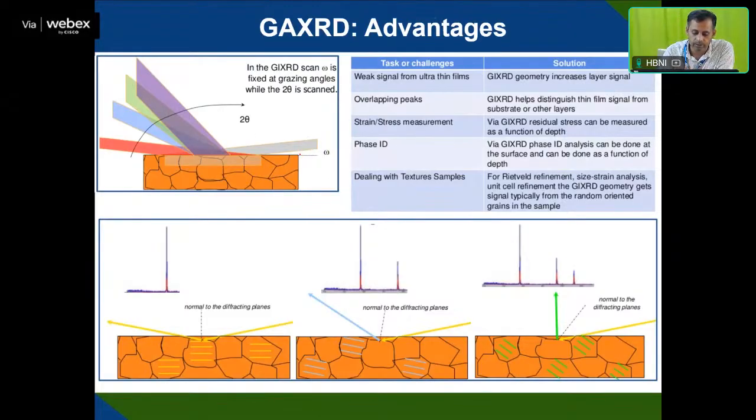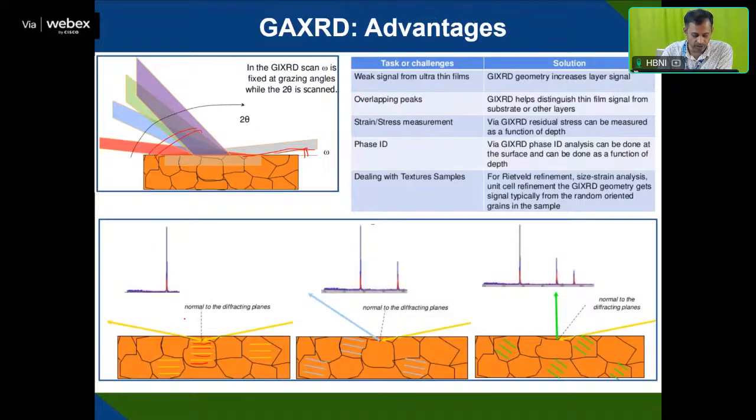You can see the incident angle here is fixed at omega, and then 2 theta is changing to find out different information. So our challenge is the weak signal from an ultra thin film. Like we can see here, this is a thin film, and on this thin film you can see a particular plane.